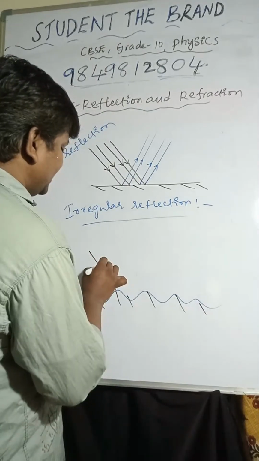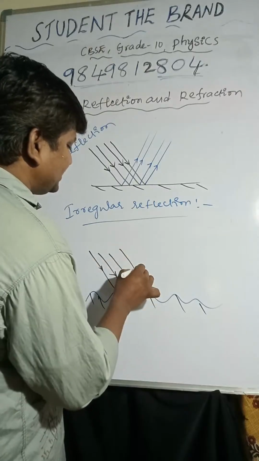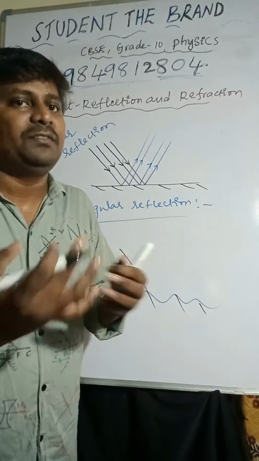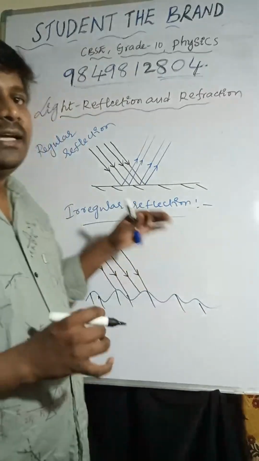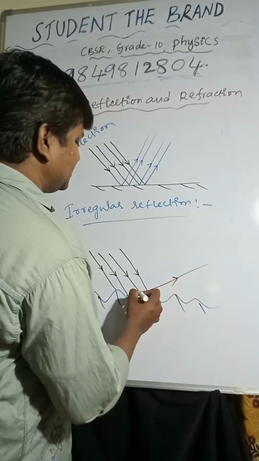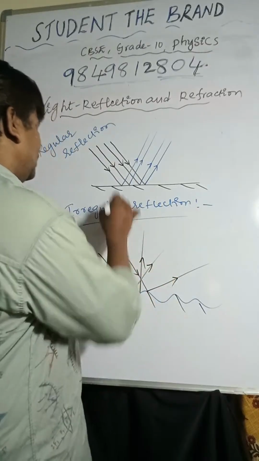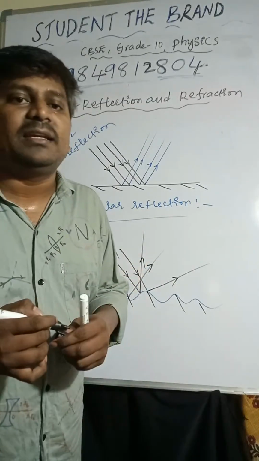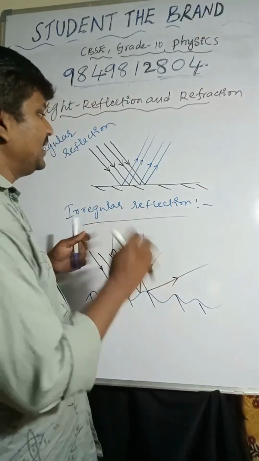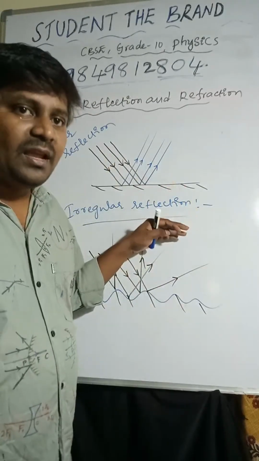Here you can observe carefully. Incident light rays are parallel to each other, but reflected light rays are not parallel to each other. Reflected light rays will move in different directions. Only incident light rays are parallel, but reflected light rays are not parallel to each other. This type of reflection is called irregular reflection.